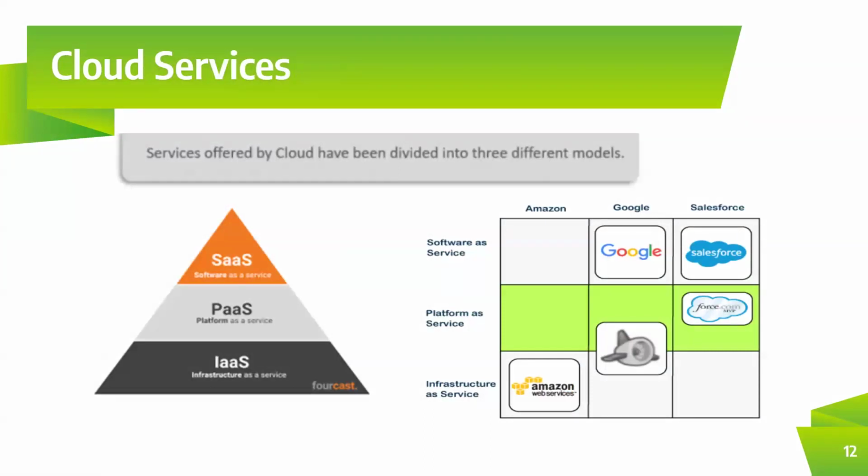Now coming to cloud services. What different services are available in the cloud? The services are divided into three models: software as a service, platform as a service, and infrastructure as a service. These are the three different types of service models available.